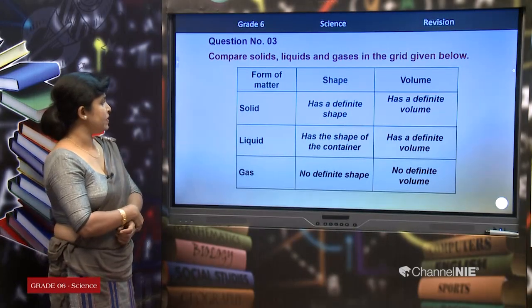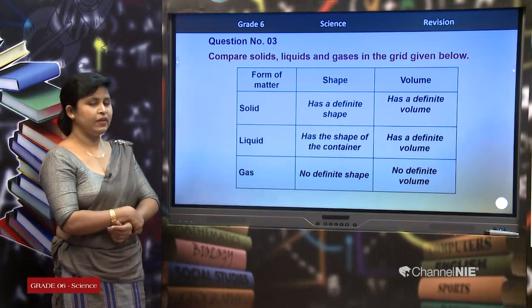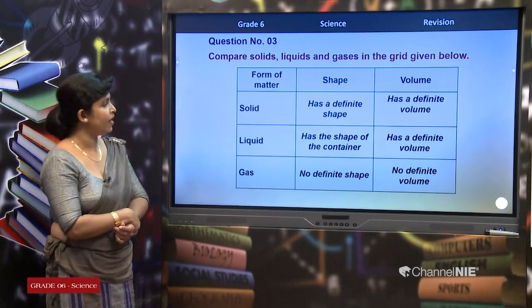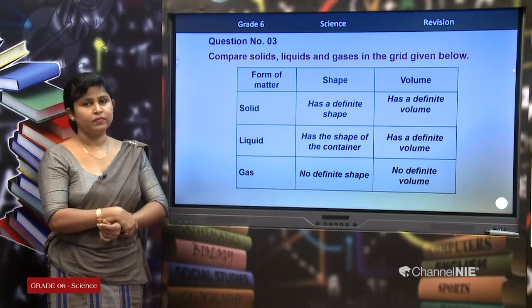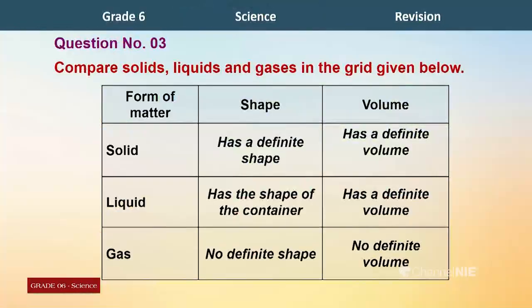When we think about the solids, they have a definite shape and they have a definite volume. When you think about the solids in your surrounding, they have a definite shape. We can't easily change their shape. And they have got a definite volume.